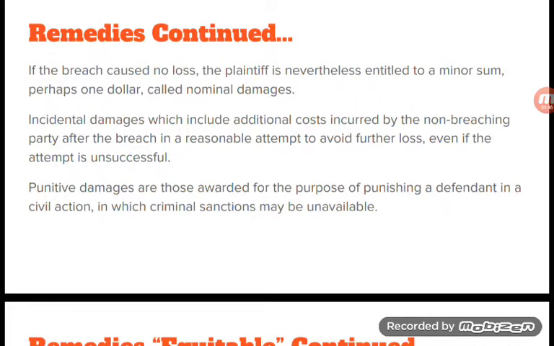If the breach causes no loss, the plaintiff can still get nominal damages, a similar concept under torts, meaning the non-breaching party still wins, but the breaching party might be only liable to pay $5, some low amount of money, something like that. Incidental damages include additional costs incurred by the non-breaching party in a reasonable attempt to avoid further loss. Punitive damages are awarded for punishing a defendant in a civil action.